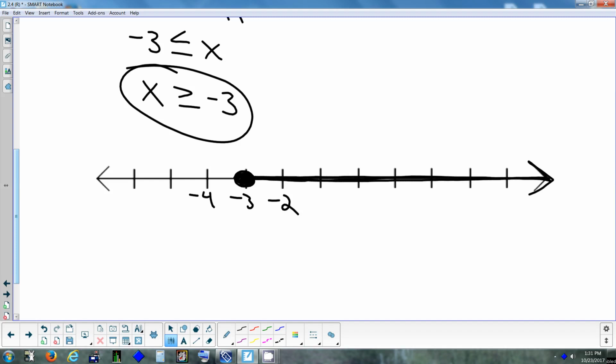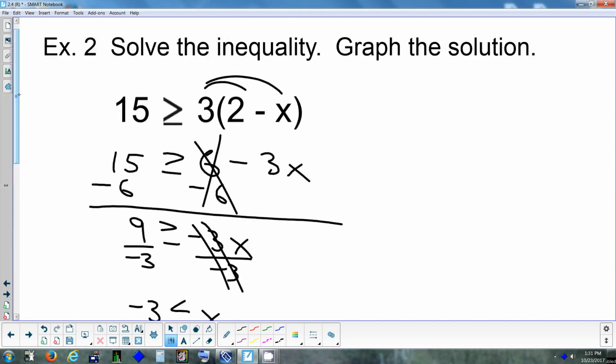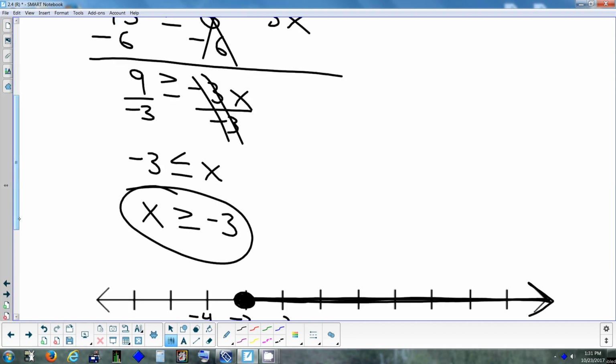Okay, so that's a problem that had how many steps, Xander? 3. It had 3. Step 1 was distribute. Step 2, you had to move the 6 over. Step 3 was to divide by the negative 3. I don't count flipping it around as another step. You don't have to do that, that's up to you.